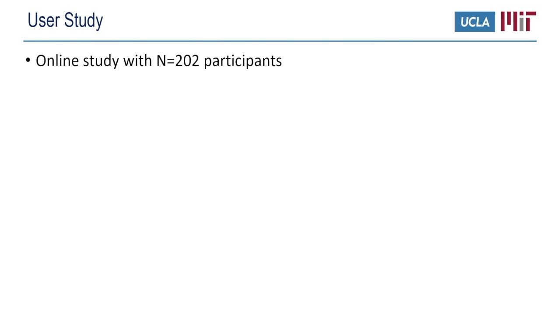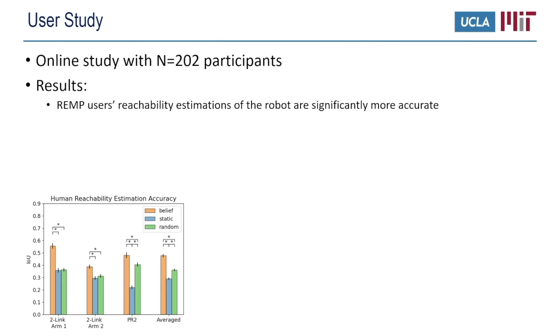As we have demonstrated the effectiveness of REMP in simulation, we now turn to investigate how much it will help real humans working with robots. We conducted an online study with 202 participants, and manipulated the type of motions participants observe in the demonstrations. In the end, we found that REMP users' reachability estimation of the robots is significantly more accurate.